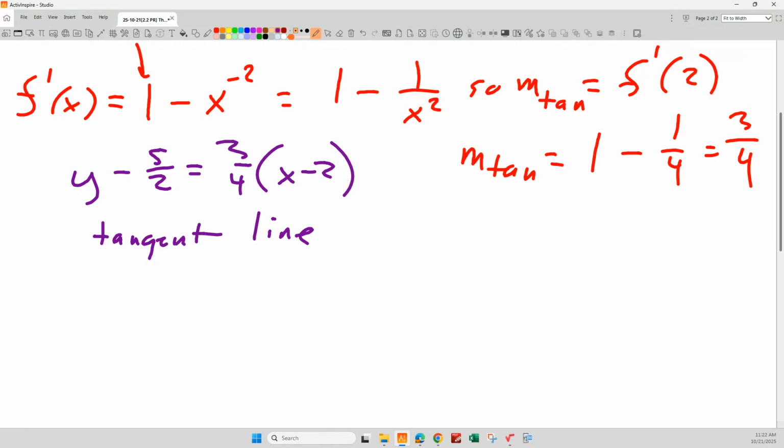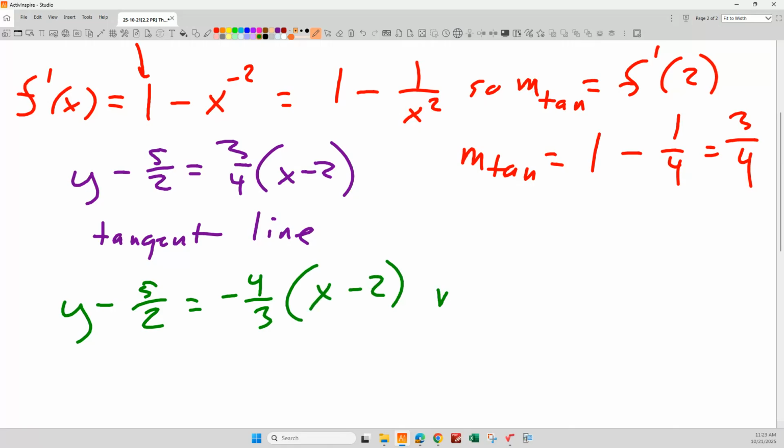Okay, how could I do the normal line? Yeah, everything's the same, isn't it? It's the same point. The only difference is for our slope, we're just going to need the opposite reciprocal. So it would just be y minus 5/2 equals negative 4/3 times the quantity x minus 2. That's it. Okay? Make sense?